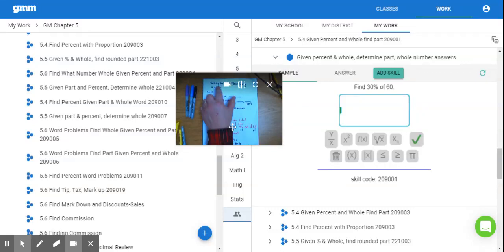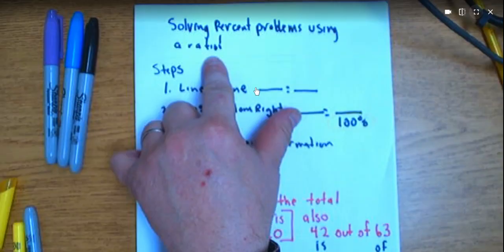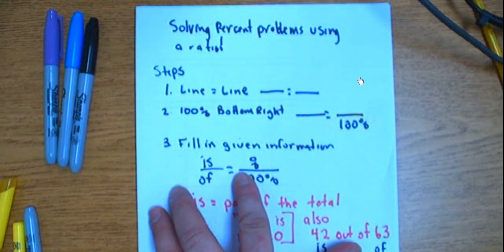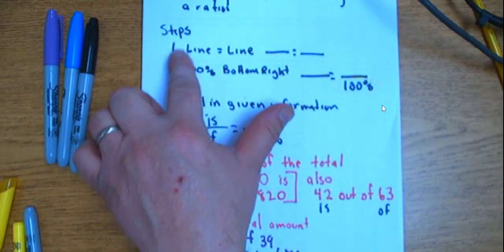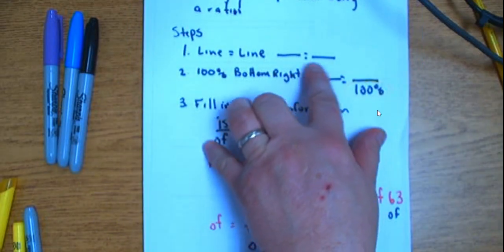Okay, I'm going to work through the problems of solving a percent problem using a ratio. So I'm going to blow this up here to start with. There are basically 4 to 5 steps. I have 4 of them outlined here. Step 1 is you do line equals line. You set it up like this.